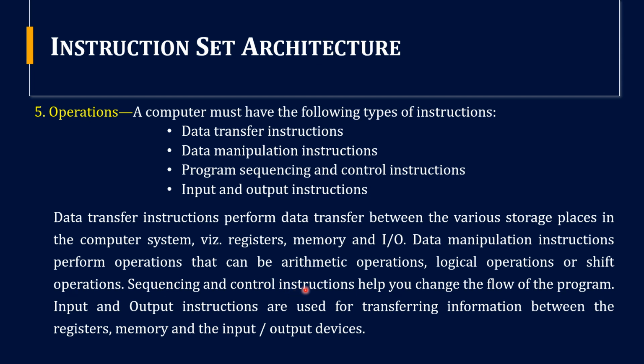Sequencing and control instructions help you change the flow of the program. So we can change the flow of the program by using these control or sequencing instructions. The input and output instructions are used for transferring the information between the registers, memory and the IO devices. So a computer must have these four types of instructions.